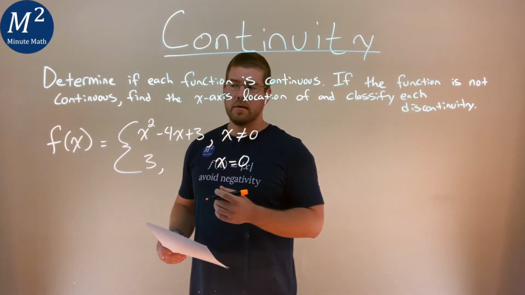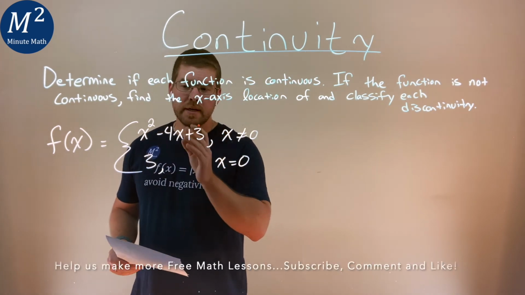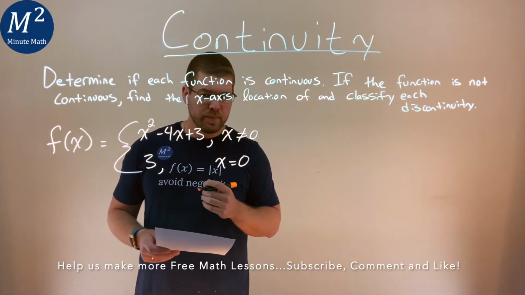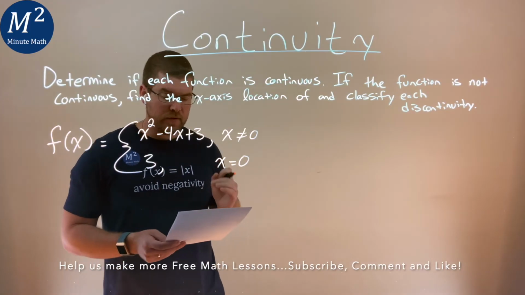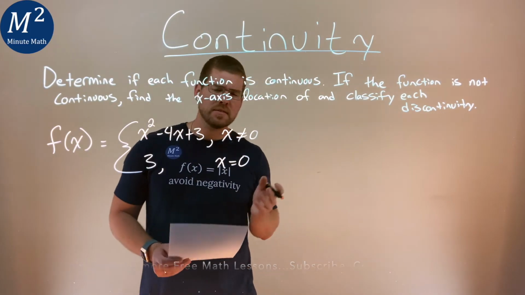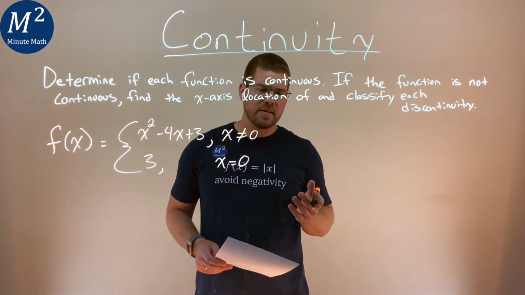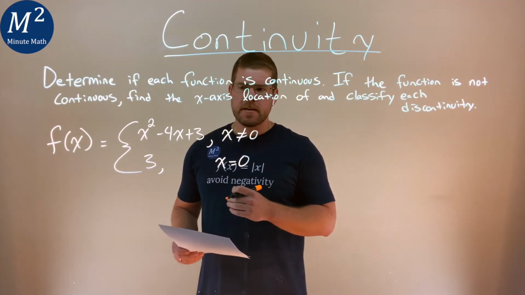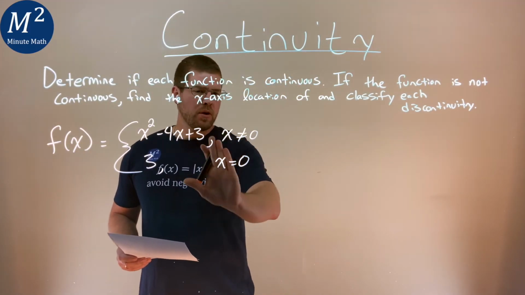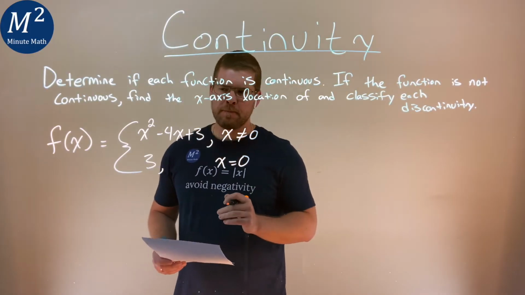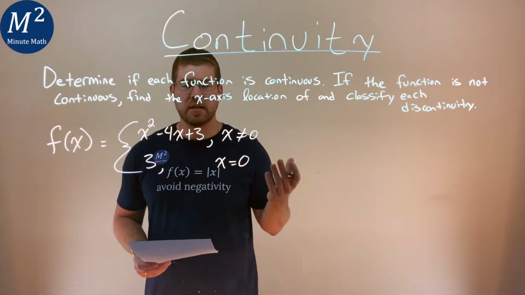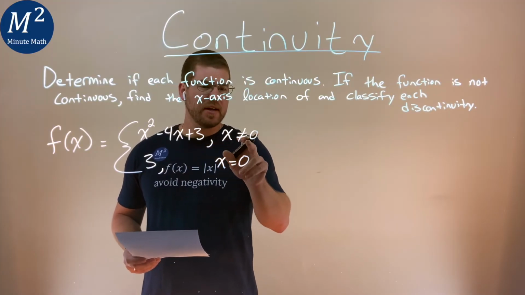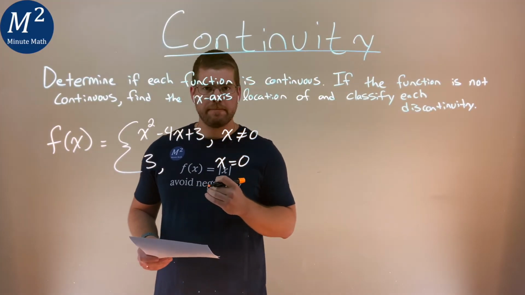We're given this problem right here. f(x) is equal to the piecewise function of x squared minus 4x plus 3, where x is not equal to 0, and 3 when x is equal to 0. We determine whether this function is continuous, and if it's not, where it is discontinuous, and classify the discontinuity. Now, what I notice here, if I ignore the restriction on the domain, both of these functions are continuous. So really it's continuous forever, but I'm only looking at 0. That's the crucial thing.